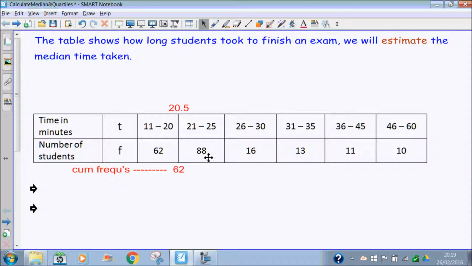Another 88 students took between 20.5 and the upper boundary 25.5 minutes. So the next cumulative frequency will be 62 plus 88, which is 150. Carrying on in this way, our cumulative frequencies are easily calculated. And now we see that there must have been 200 students, and therefore the median time must have been the time that the 100th student took to finish the exam.